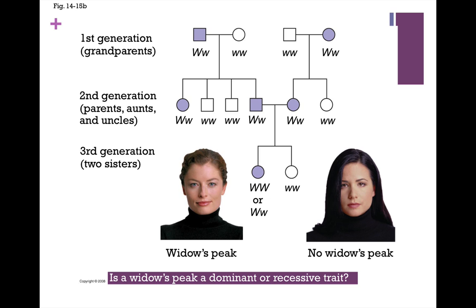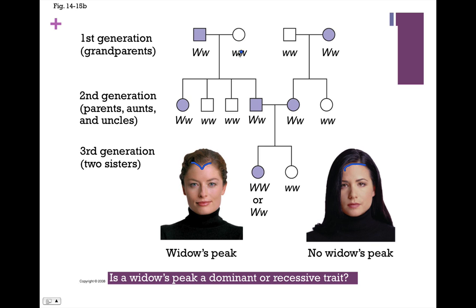In this cross here, what we're looking at is the trait, the phenotype, of Widow's Peak. And Widow's Peak, we mentioned it before, is when you have the front of the hairline dip down like that versus coming straight across like we see here. That's what we call a Widow's Peak.